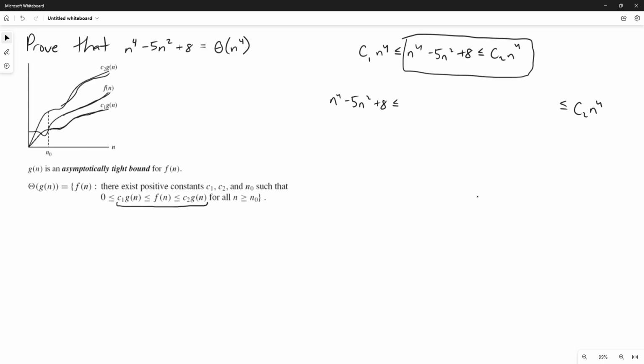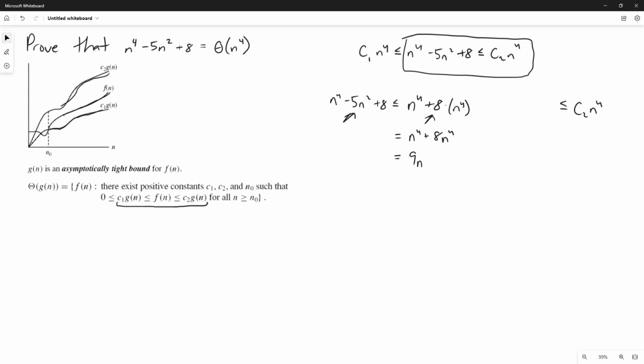So if we need this side to always be less than or equal to this side, we have to get rid of the negatives on this side. So we're going to remove that negative 5n squared, so we're only going to have n to the 4th plus 8. Then our next step is to convert this 8 to be the same order of n to the 4th, so we're going to multiply by n to the 4, so then we can combine it later.